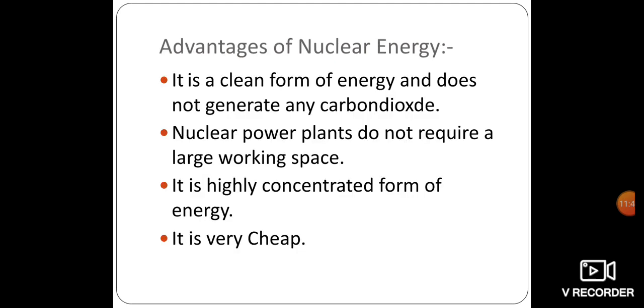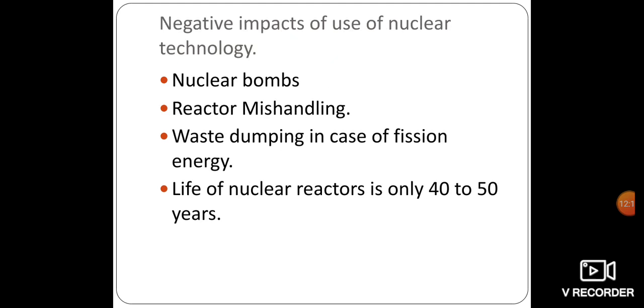Advantages of nuclear energy. It is a clean form of energy and does not generate any carbon dioxide. So there is no byproduct like carbon dioxide. Nuclear power plants do not require a large working space. Means the area of the nuclear reactor is not as much compared to other types of energy sources. It is a highly concentrated form of energy. Means it is highly compact and concentrated form of energy. It is very cheap compared to other forms of energy.